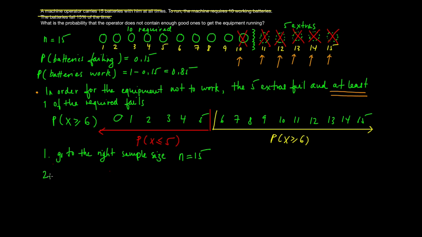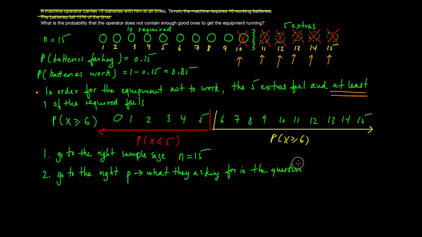The second thing that we're going to look for is that we're at the right p. Okay, so go to the right p. And when I refer to p, I'm talking about p and q, so the two complements in the binomial. And here, what is our p? So go to the right p. We know that p is always what they're asking for in the question. Okay, so what are they asking us for in the question?